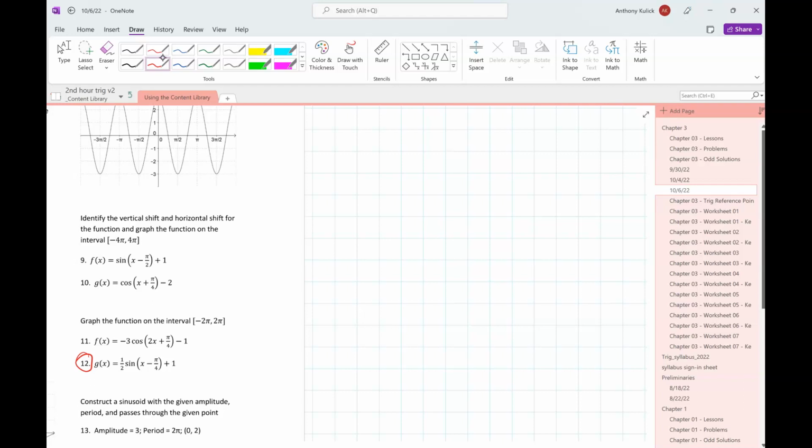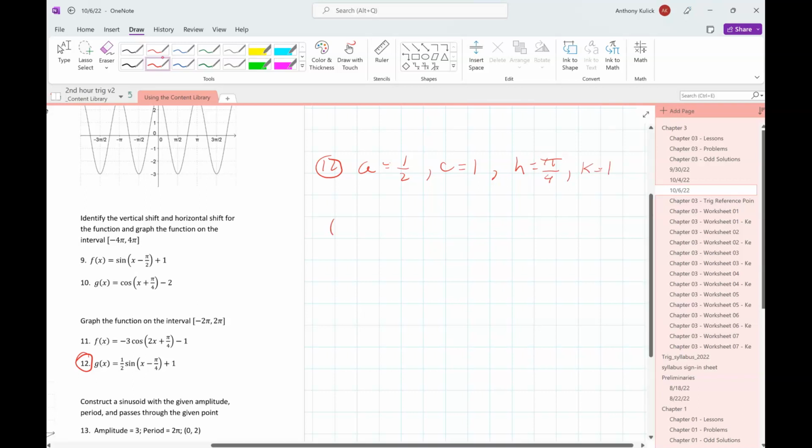So first thing I want to do is identify the values for A, C, H, and K. If I'm looking at this, it's already in that standard form for me, right? So the A is a half, C is 1, H is pi over 4, and K is 1. So I'm going to go and write my transformation map.